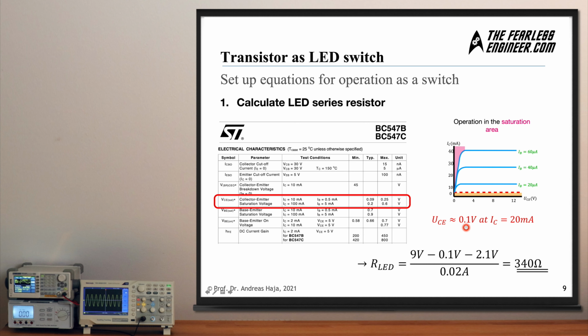But as soon as we have extracted this value here, we can insert it into the equation: 9 volts minus 0.1 volts minus 2.1 volts divided by 20 milliamps, and this leads us to a resistor value of 340 ohms here. And this is the value we need to choose for our transistor, which protects the LED from too much current when we connect it to a 9-volt block battery.